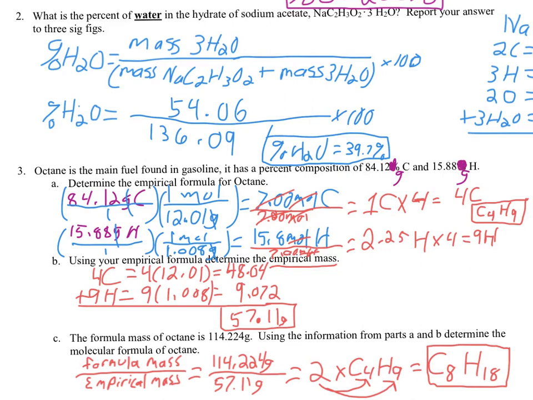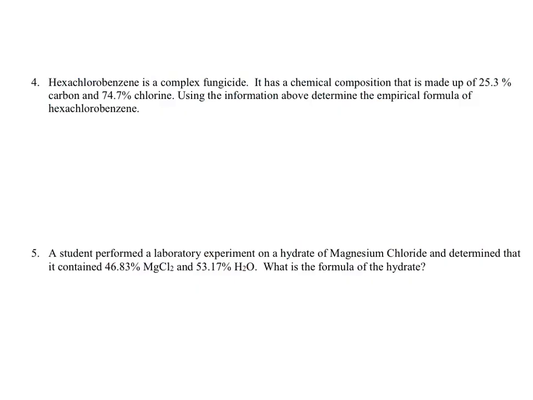All right, there's only 2 questions left on this THQ. Let's mosey on over. All right, what we are starting with here on number 4 is a fungicide, something to kill fungus, like athlete's foot or jock itch, called hexachlorobenzene. It has a chemical composition of 25.3% carbon, so let's change that percent to grams, and 74.7% chlorine, we'll change that to grams too. So I have 25.3 grams of carbon and 74.7 grams of chlorine.